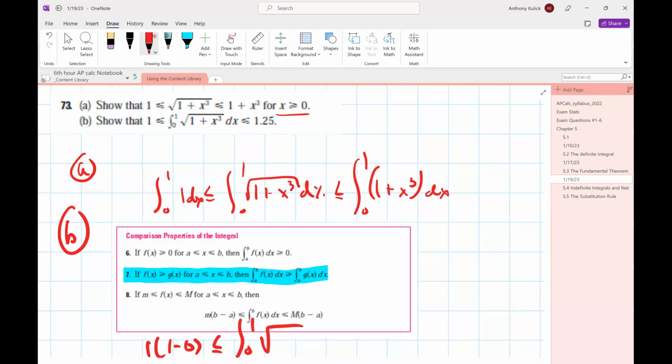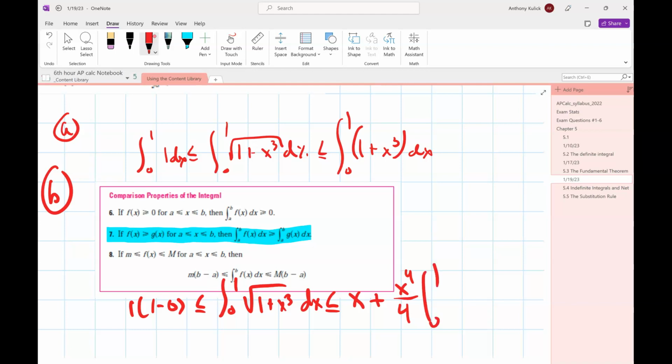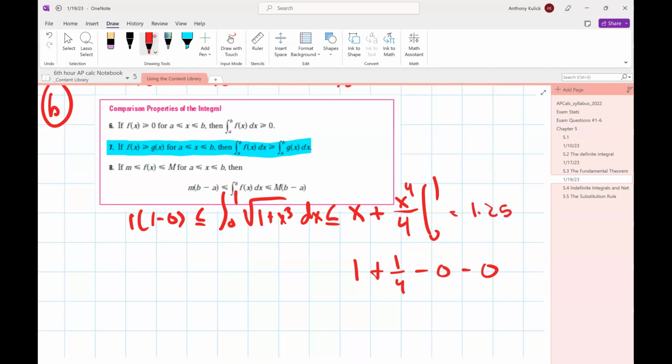And I still have this guy. And then this is just a regular old problem. So the antiderivative of 1 is x. The antiderivative of x to the fourth is x to the fifth over 5... I evaluate that from 0 to 1. I have 1 plus 1/4 minus 0 minus 0. So that is just 1.25. We're done.